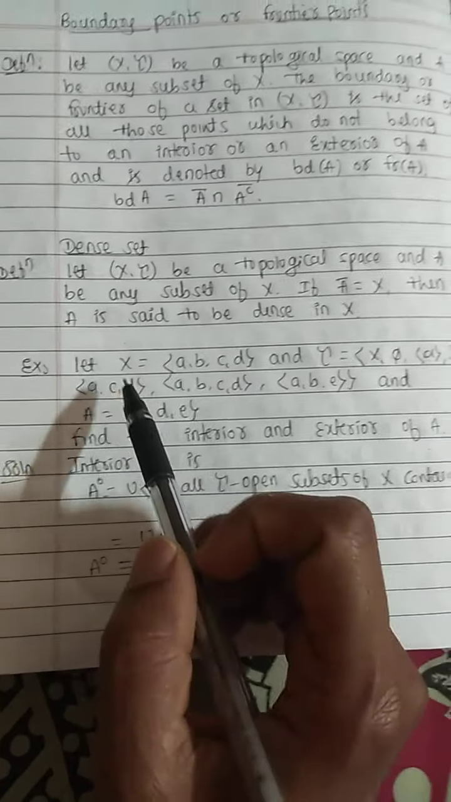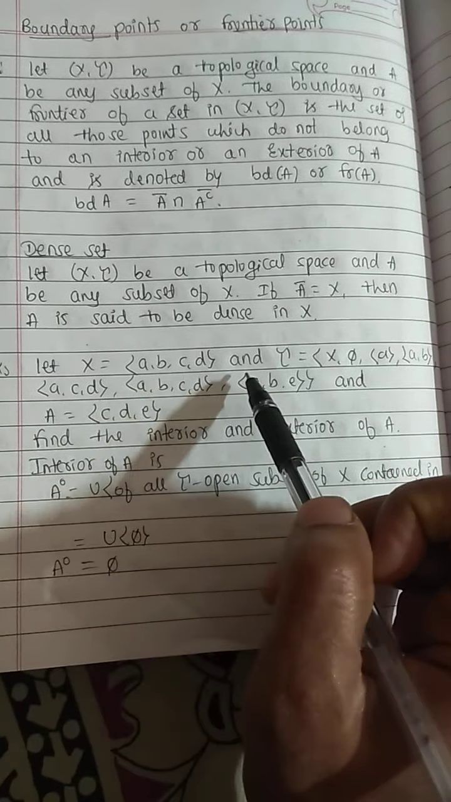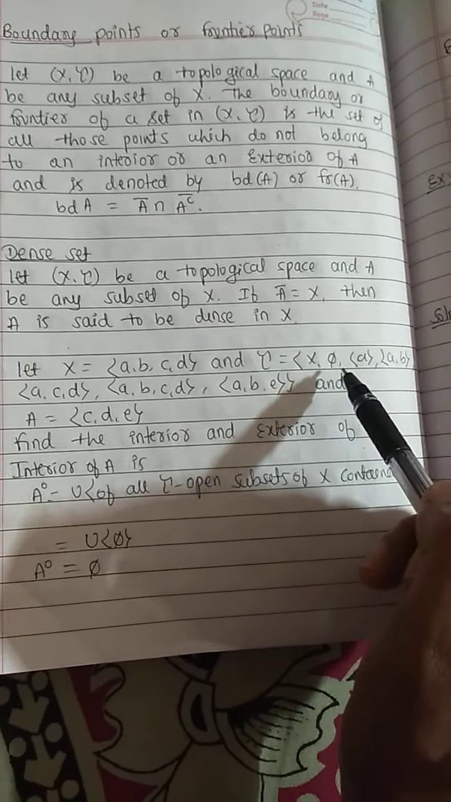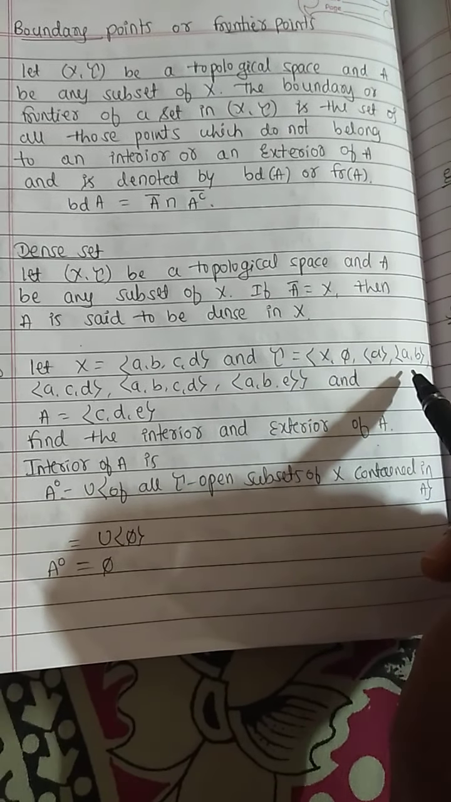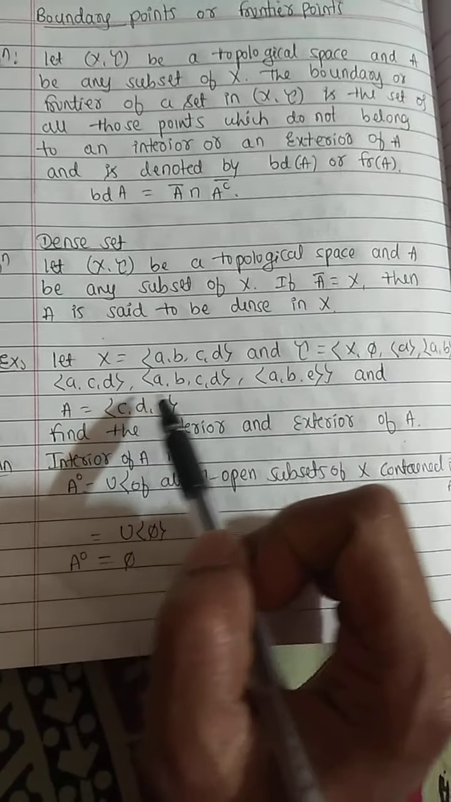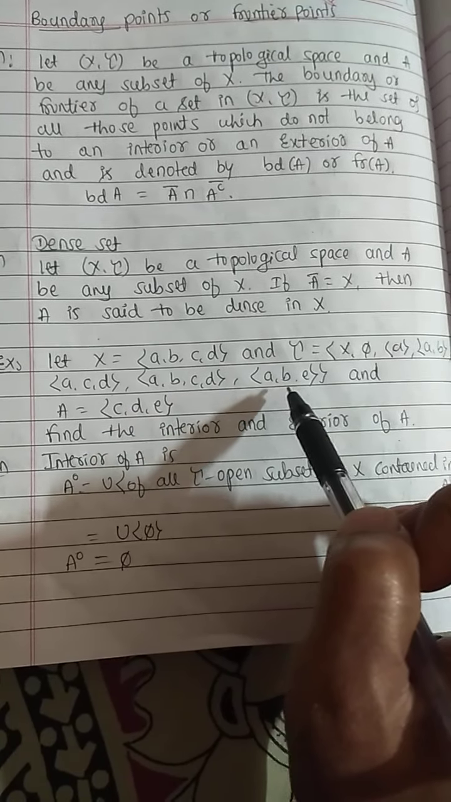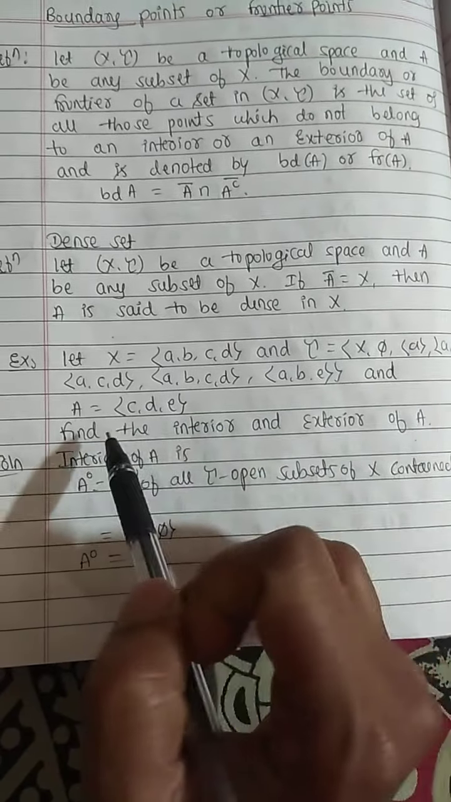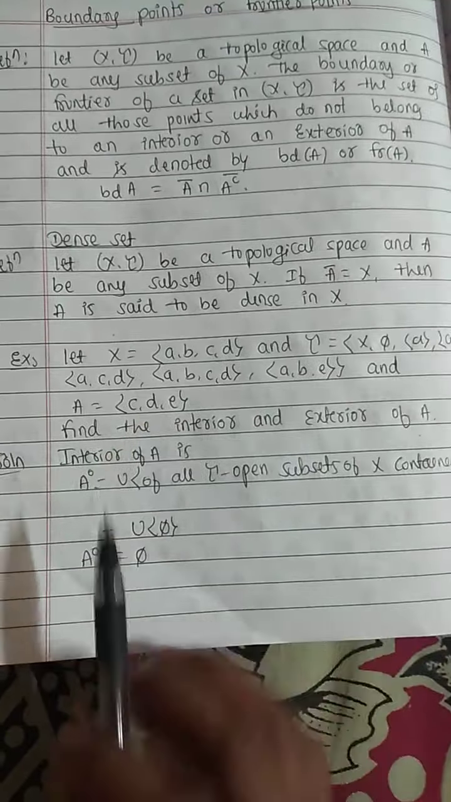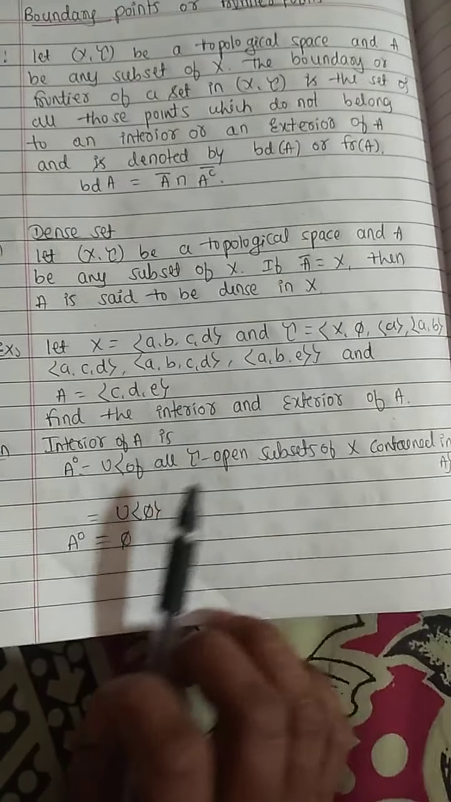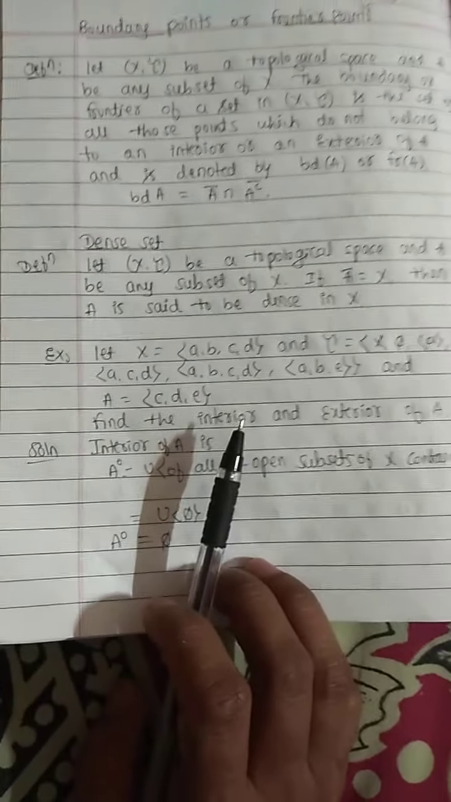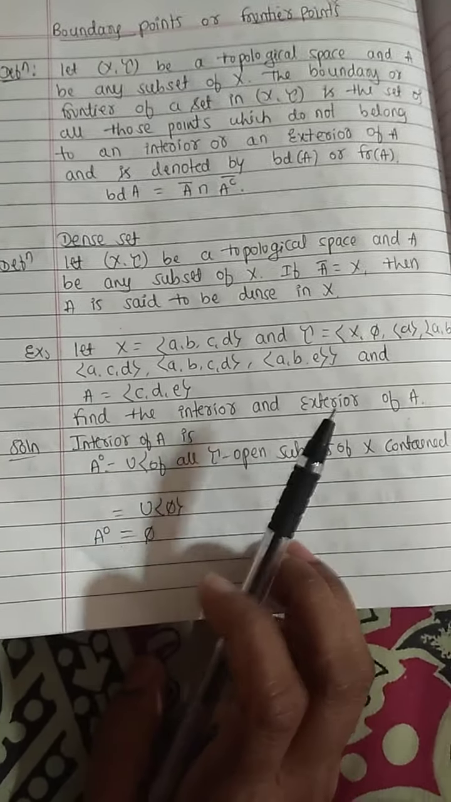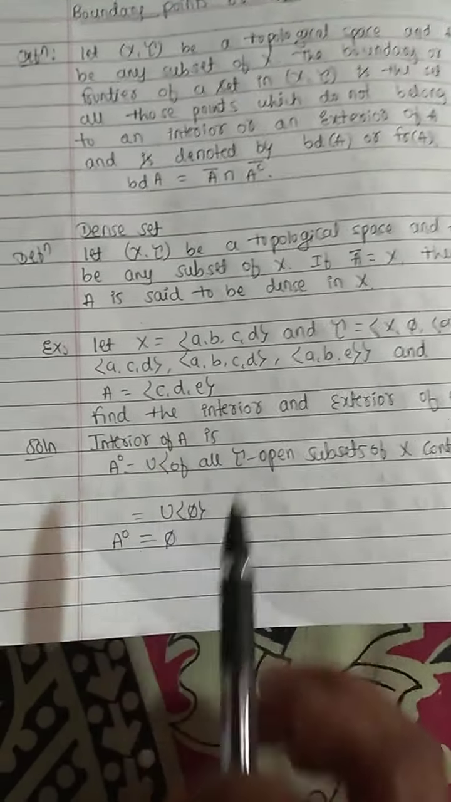Example: let X equals the set {a, b, c, d, e} and tau equals {X, phi, {a}, {a, b}, {a, c, d}, {a, b, c, d}, {a, b, e}}, and A equals {c, d, e}. Find the frontier and exterior of A. To find the interior and exterior of A, first calculate the interior of A.